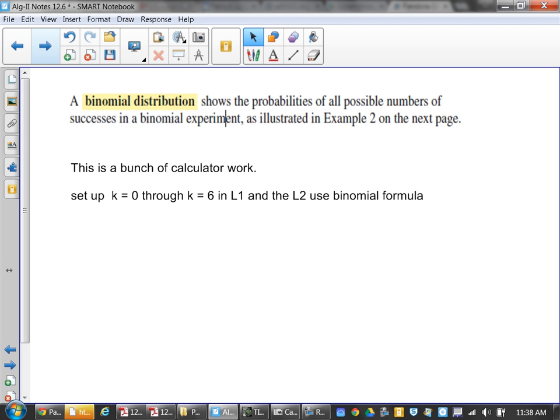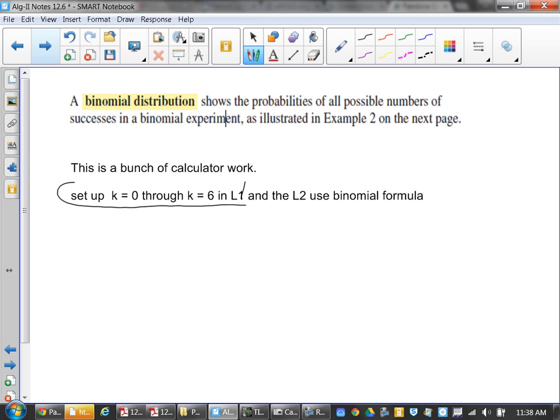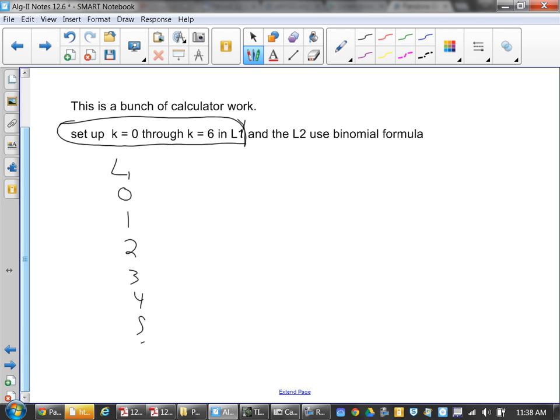So what we do is we create lists in our calculator. Okay? So what we're going to do is we're going to go a k value, k equals 0 to k equals 6 in list 1. All right, so 1 through 6. So we're going to start at 0 through 6. Okay? And then on the other side, we're going to use this binomial formula to fill it in. It just takes a while to type in. That's really all it is.